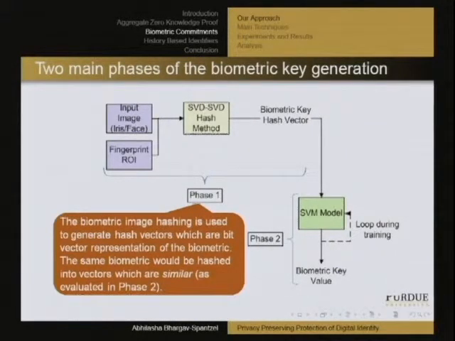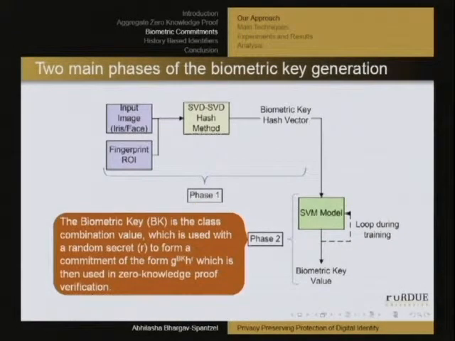In the first phase, we take various types of biometric images, such as face, iris, and fingerprint images, and we use singular value decomposition. This is a technique to extract the most significant features of an image. Many of you might have done it in linear algebra. You do this singular value decomposition and extract the main feature vectors of this particular biometric. So a person who records their biometric twice will have a similar biometric hash vector.